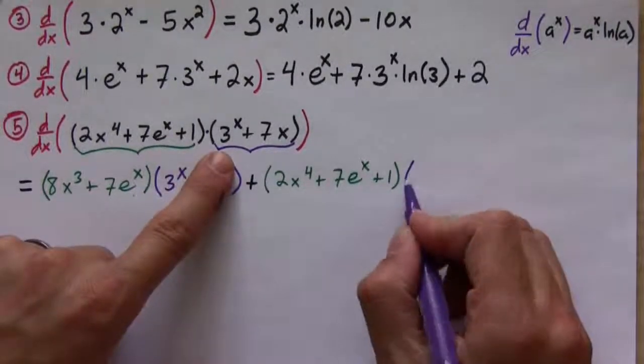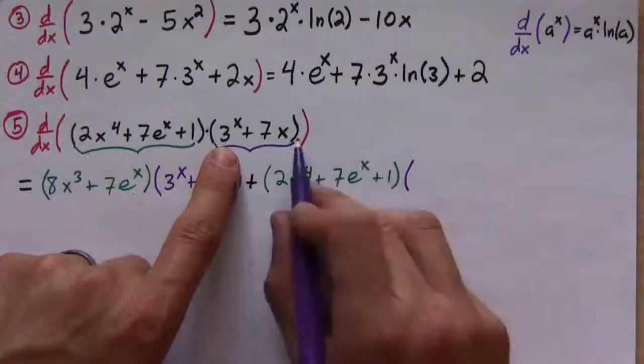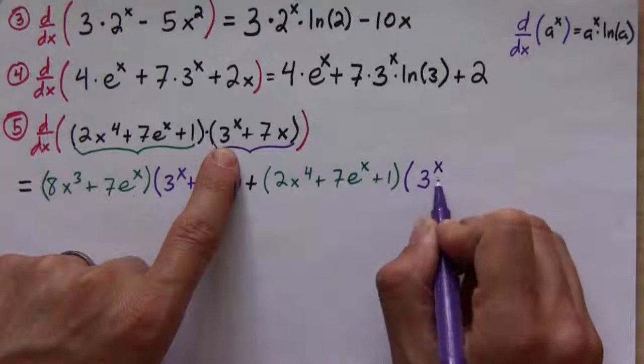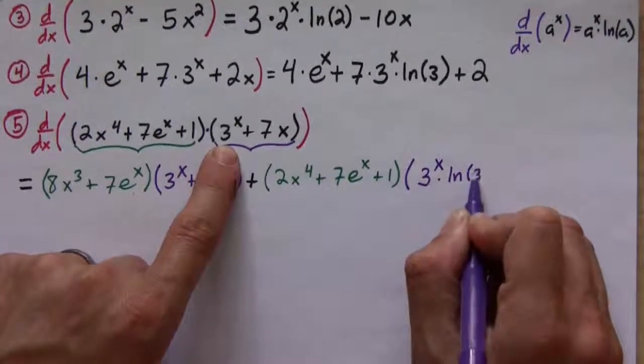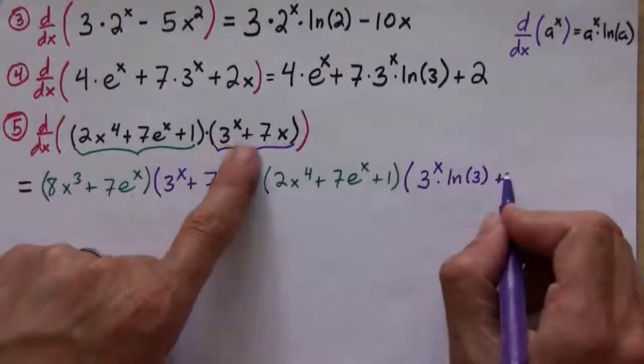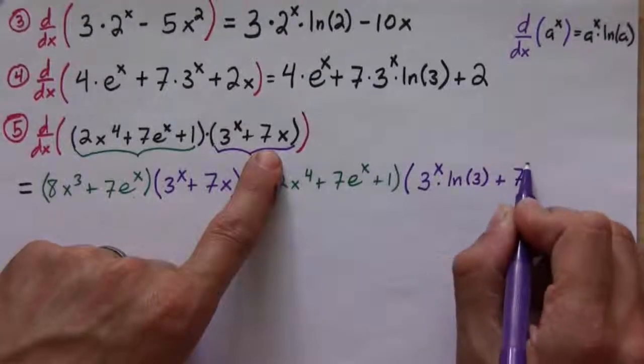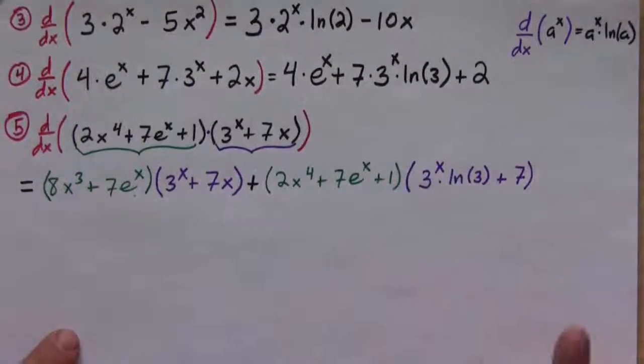times the derivative of the second. So the derivative of the second is going to be 3 to the x natural log of 3 for this one plus the derivative of 7x is just 7. And that's it. We're done.